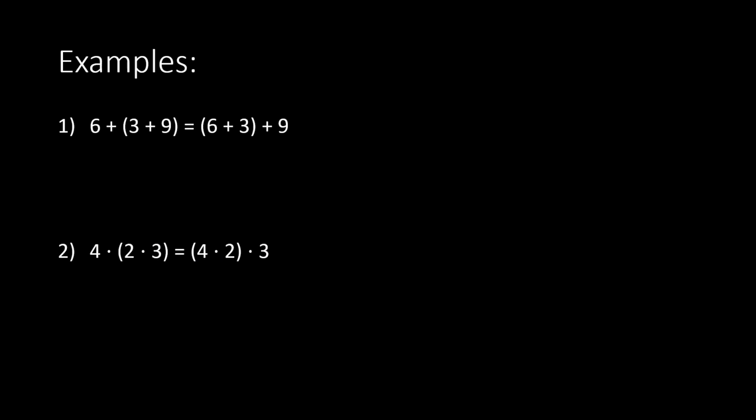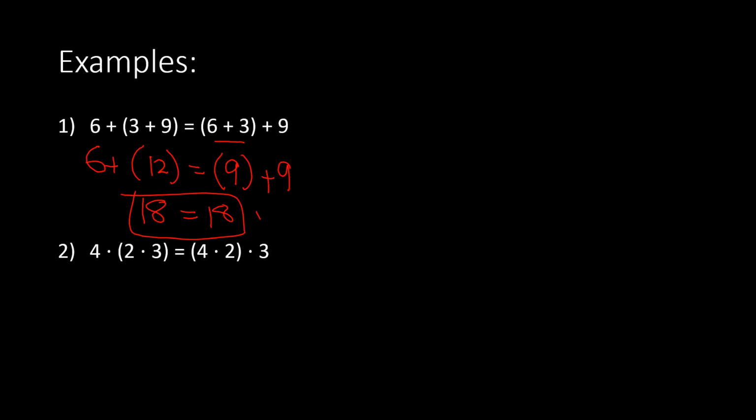So here are a few examples so we can look at it. So we'll work on solving the equations and seeing if they're equal. So you have 6 plus, and you do the parentheses first, and we get 9 plus 3, which is 12, is equal to, and then we do the parentheses first, 6 plus 3, which is 9, plus 9. Now let's see if that's equal. 6 plus 12 is 18, and 9 plus 9 is 18. So as you can see here, both of them are equal, so they worked out.